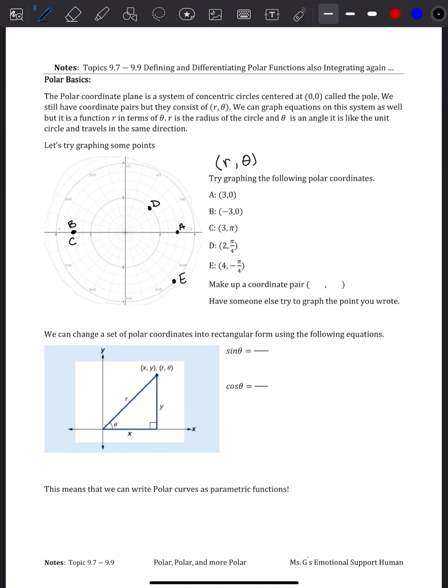Normally I would have you guys make up your own coordinate and then have someone else write the coordinate that you did, but we're not going to do that this time.